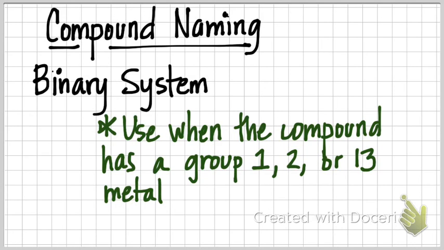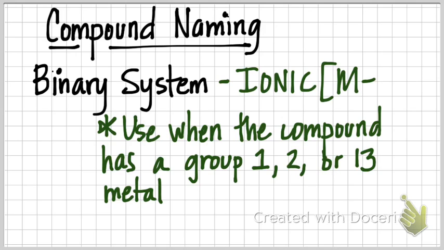Hello, this is a little session on compound naming, and we're dealing with binary systems here. A binary system is another form of an ionic system, and we're dealing with a metal and a non-metal when you're looking at a binary system.